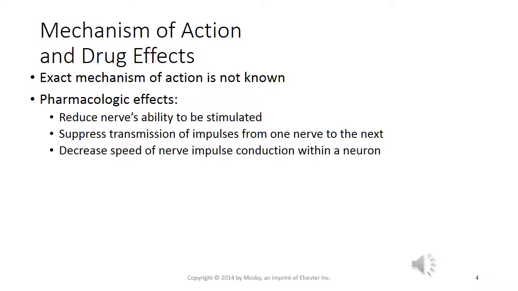Second, they act to limit the spread of a seizure discharge from its origin. They do this by suppressing the transmission of impulses from one nerve to the next. Third, they can decrease the spread of nerve impulse conduction within a given neuron. Regardless of the mechanism, the overall effect is that antiepileptics stabilize neurons and keep them from becoming hyperexcited and generating excessive nerve impulses to adjacent neurons.